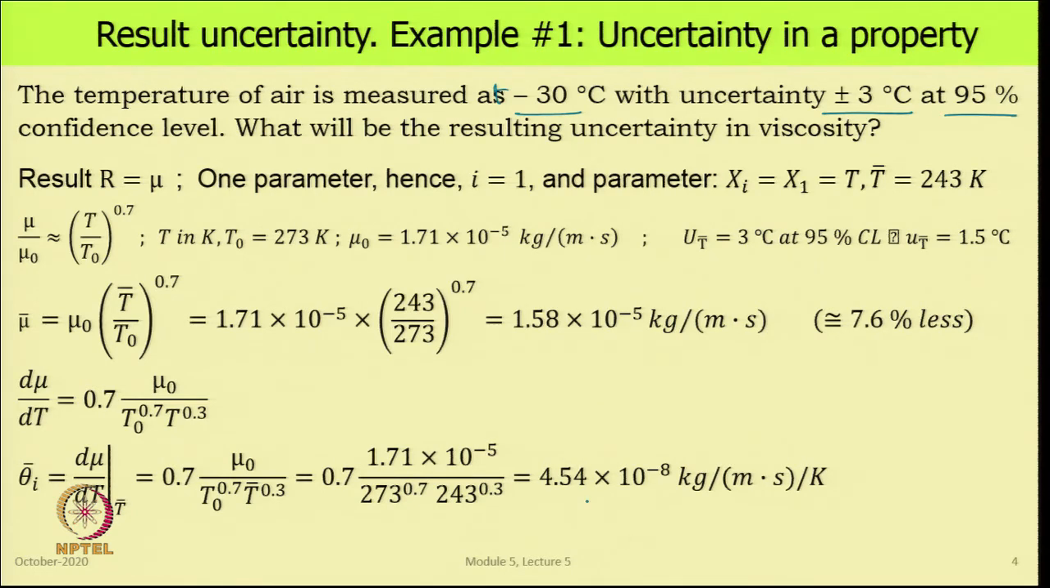So, here is how we analyze this. Our result is viscosity mu. It is dependent on temperature. So, we have i equal to 1, which means that x_i is x_1, which is T. From the given information, we know that the mean value of the measurand, which is T bar, is minus 30 degrees Celsius, which is 243 Kelvin.